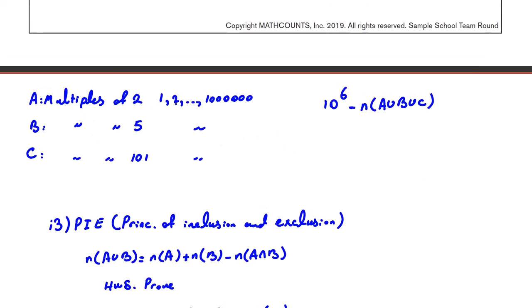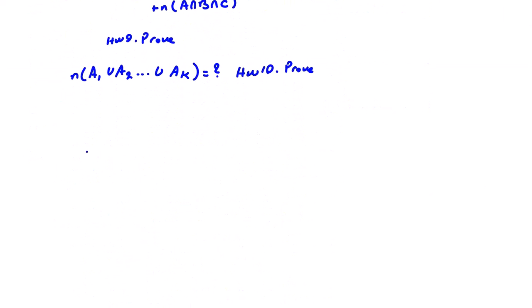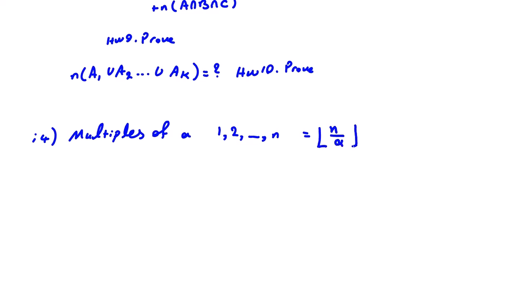Here we want to find, for example, multiples of 2 from 1 to 1 million. Idea 4 is: multiples of A between the numbers 1 to n equals what? n over A, floor of that.